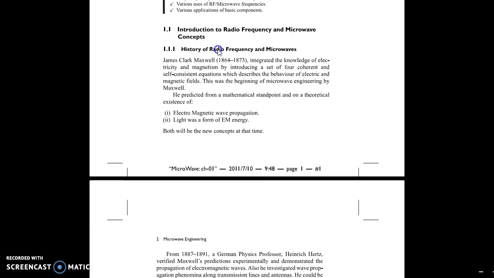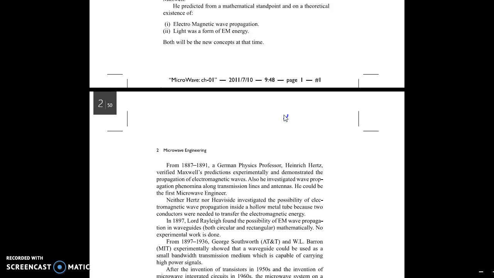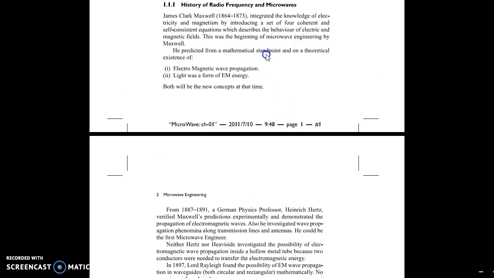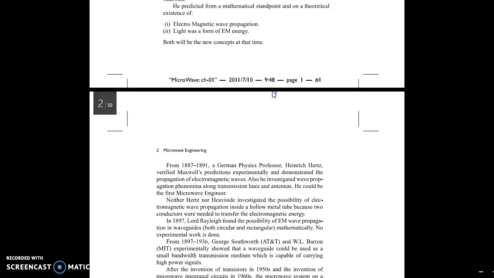So first we are going to see the history of radio frequency and microwave. We know about Maxwell, a famous scientist. In the years 1864 to 1873, he integrated the knowledge of electricity and magnetism by introducing a set of four self-consistent equations which describe the behavior of electric and magnetic fields. This was the beginning of microwave engineering by Maxwell. He predicted, from a mathematical standpoint, the theoretical existence of electromagnetic wave propagation, and that light was a form of electromagnetic energy. Both were new concepts at the time.